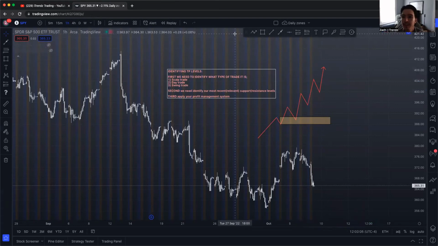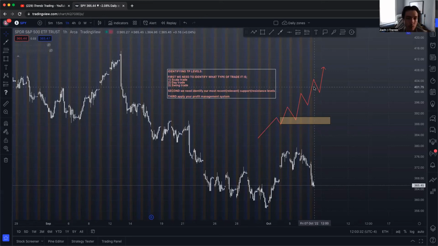So first, we really need to ask ourselves, what type of trade is it? Is it a scalp trade? Is it a day trade? Is it a swing trade, right? A scalp is a very, very quick trade, a couple seconds to a couple minutes. A day trade is a few minutes, say 5 minutes to maybe a few hours. Swing trading is going to be much longer, where you're actually going to take that position overnight. So that's what we're going to be paying attention to today.